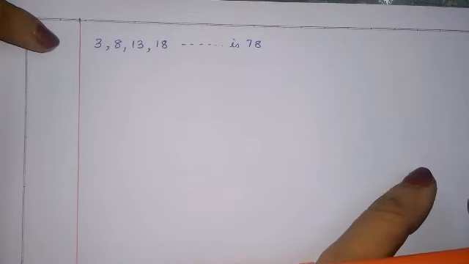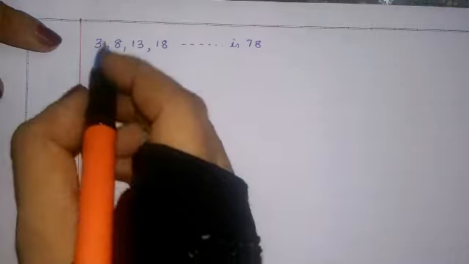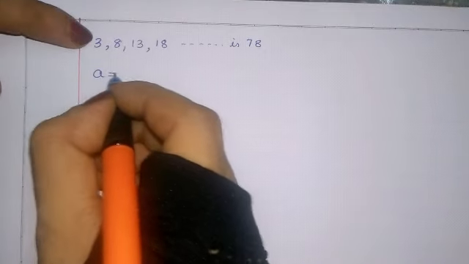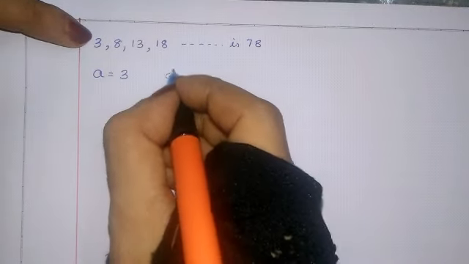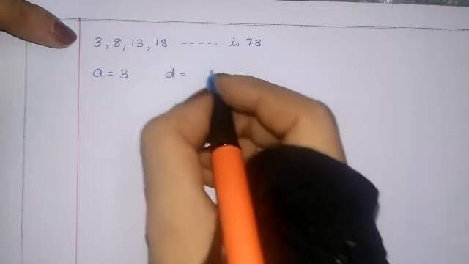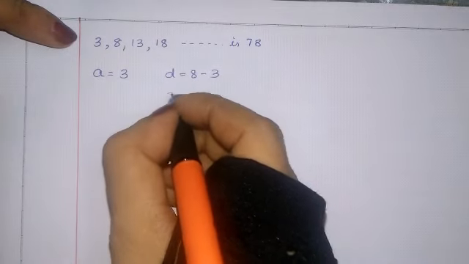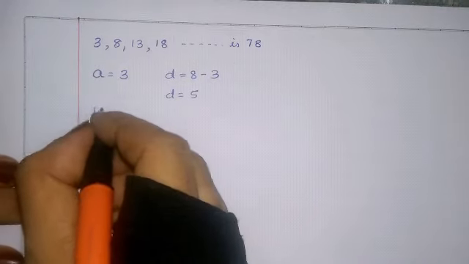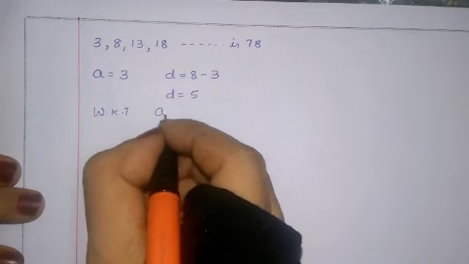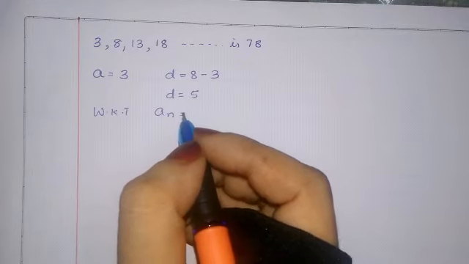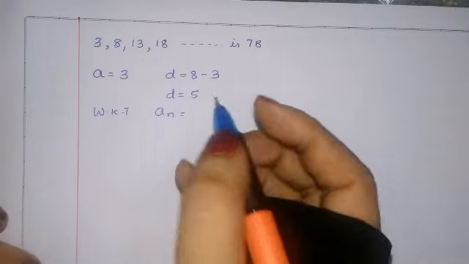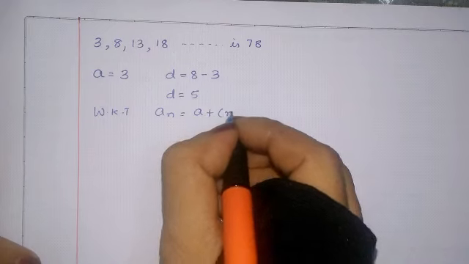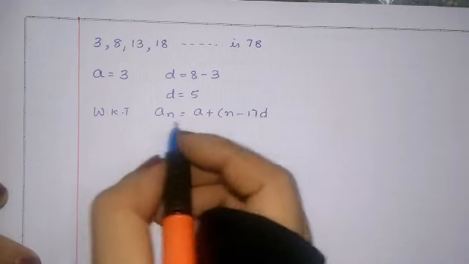So here, when they ask the question which term of an AP, we have to write A is equal to always the first term, and D we also know is second term minus first term, 8 minus 3. D is equal to 8 minus 3, which is 5. So we know the formula AN is equal to, here which term of an AP directly they have asked, AN is equal to A plus N minus 1 D.